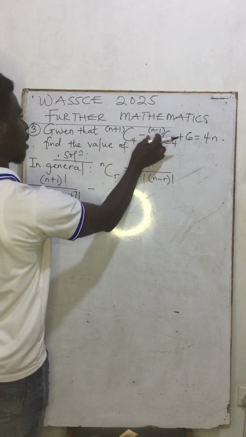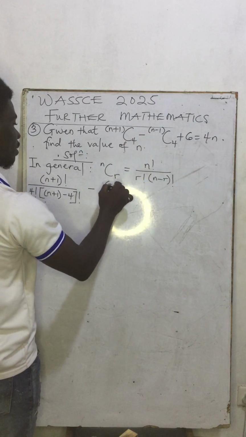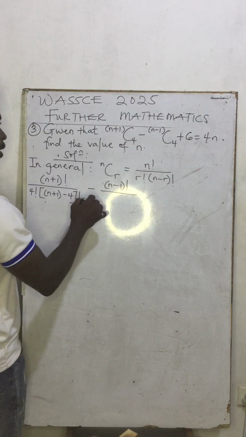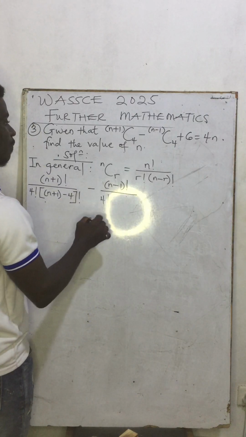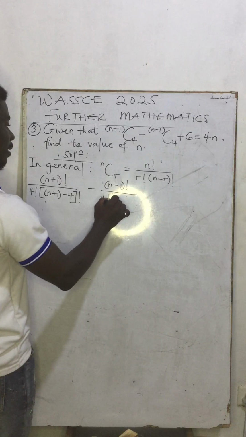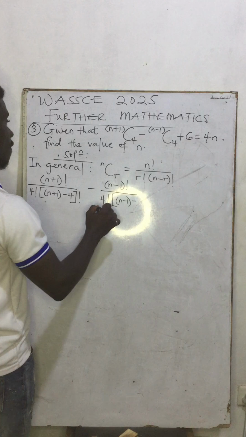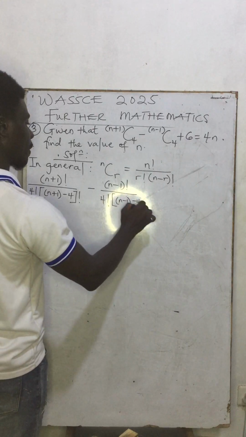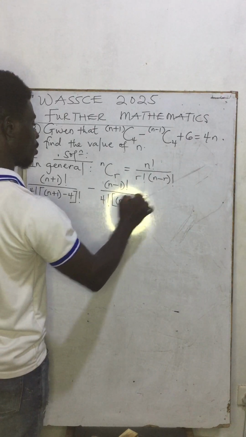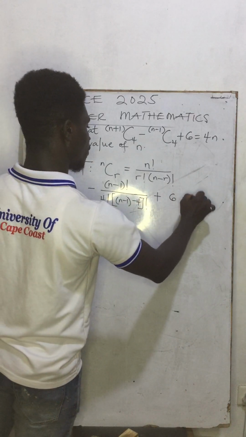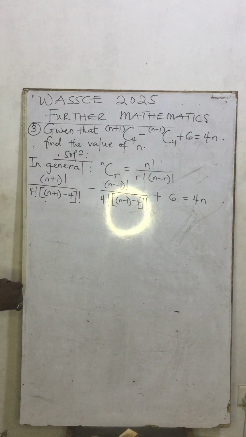Minus, we come to (n-1) combination 4. That is (n-1) factorial all over, r is 4, so 4 factorial, times our n, which is n minus 1, then minus 4, all factorial. So we have this plus 6 equals 4n. So now this is what we have.